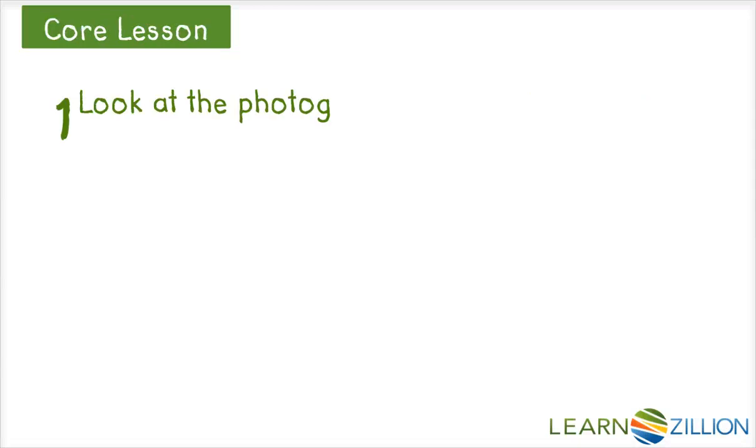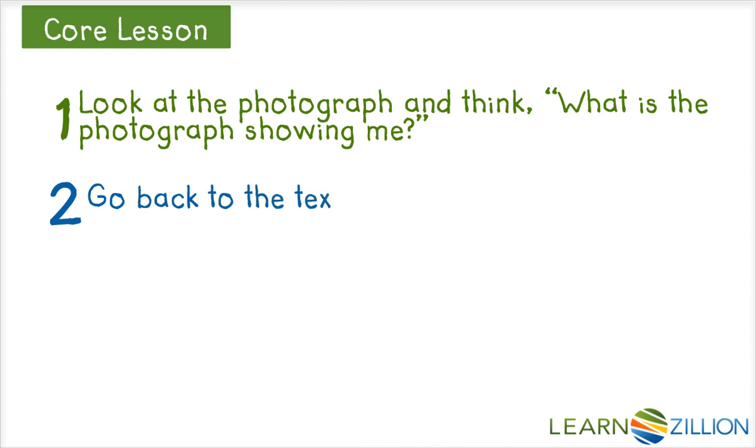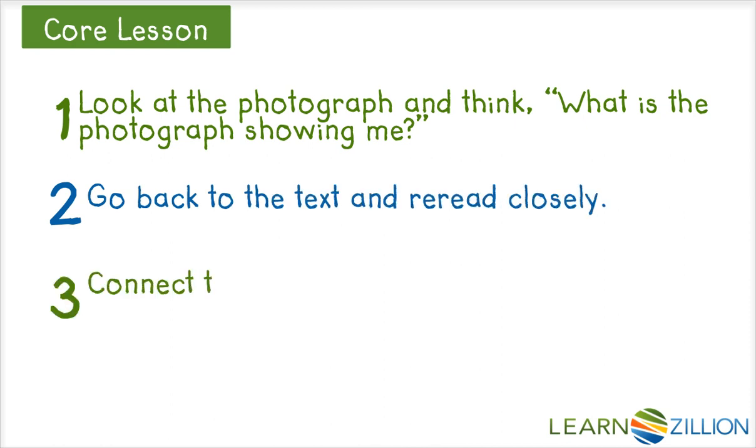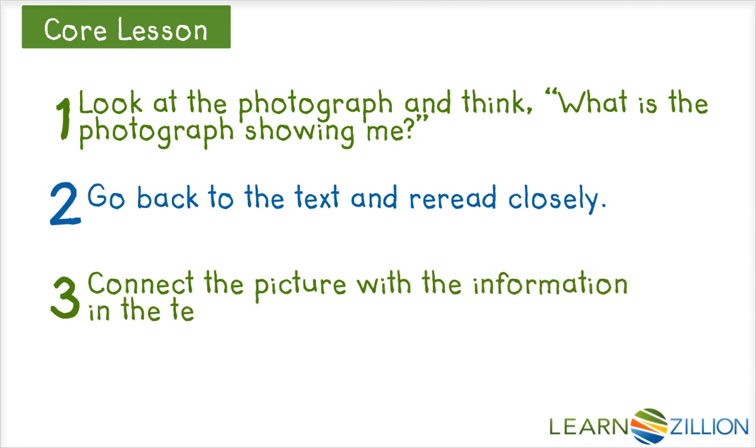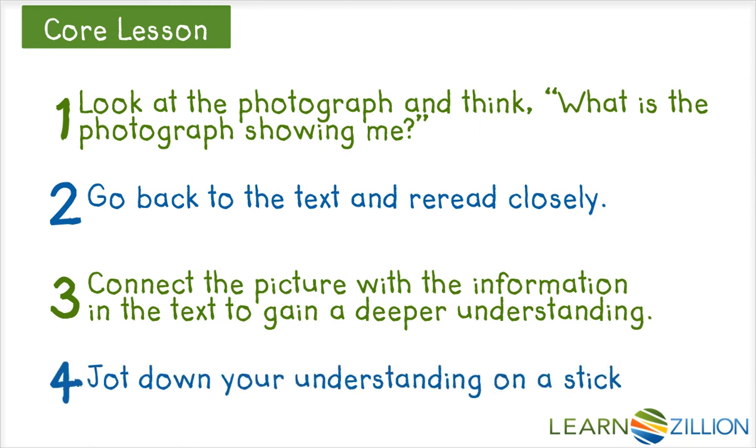There are four steps we're going to follow. The first is to look at the photograph and think, what is the photograph showing me? Second, we will go back to the text and reread closely. Thirdly, we're going to connect the picture with the information in the text to gain a deeper understanding. And last, we will jot down our understanding on a sticky note.